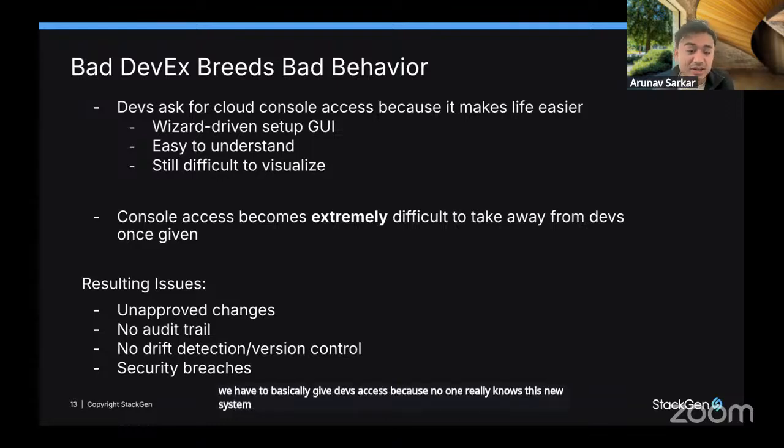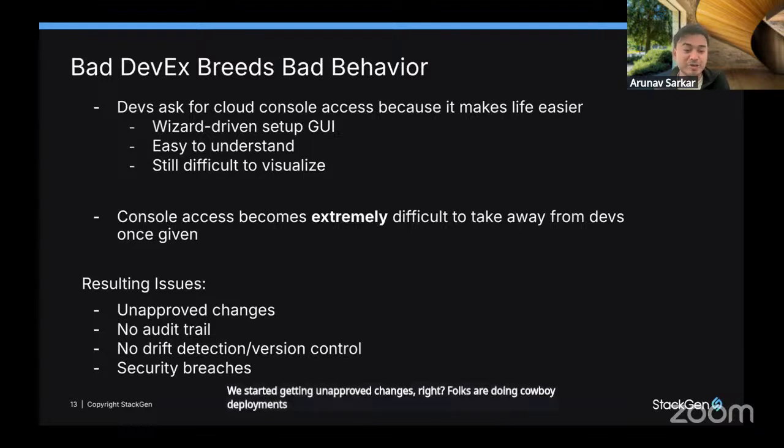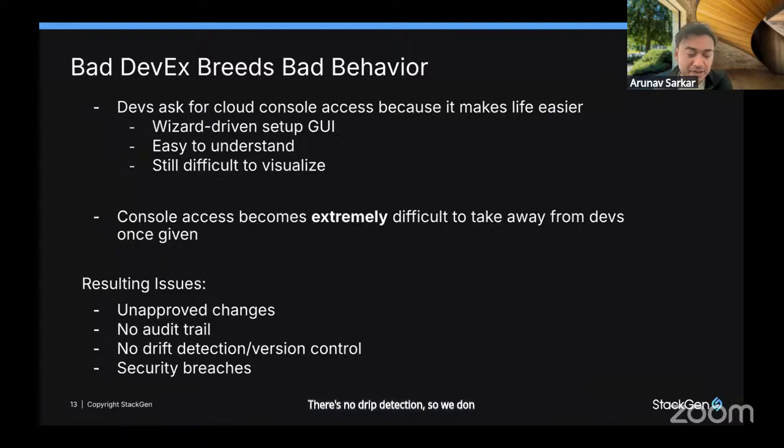And the issues that come out of this are we start getting unapproved changes, right? Folks are doing cowboy deployments through the console itself. We have no audit trail when things do change. There's no drift detection, so we don't even know what changed, right? And then these three just go hand in hand with security breaches.